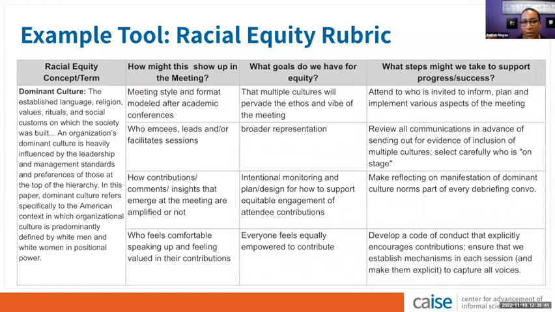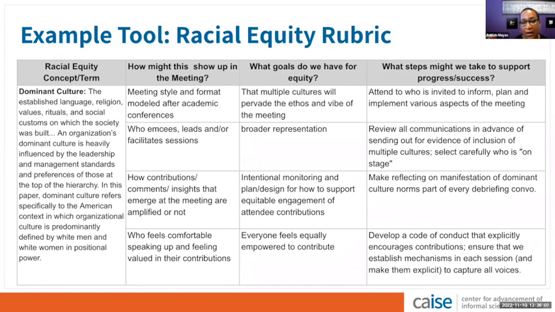But as an example, for this example on this slide, which is dominant culture, we talked about, for example, that the meeting style and format of a traditional awardee meeting that's hosted by NSF has a style and a format that is typically modeled after academic conferences, and recognizing that that dominant culture of academia is not as inclusive or equitable as we might want it to be.